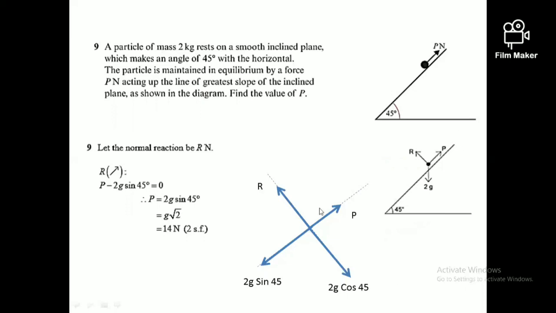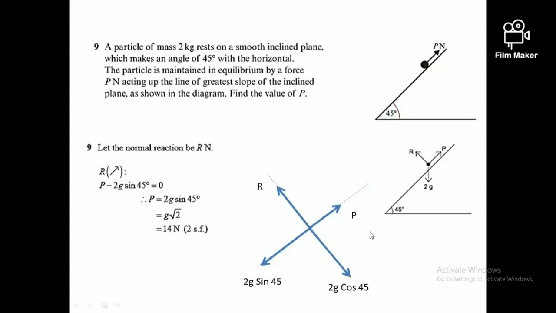I just mark it. P is over here and the reaction over here. We need to find the value for P. So simply you can get the equilibrium along the plane. P is equal to 2g sin 45 since it's a smooth surface. With that, simply you can obtain the answer as P is equal to 14 newtons, right?